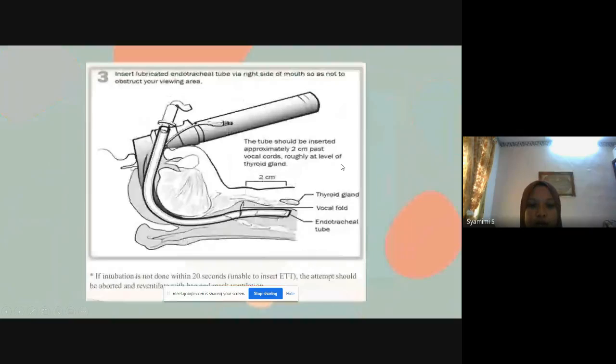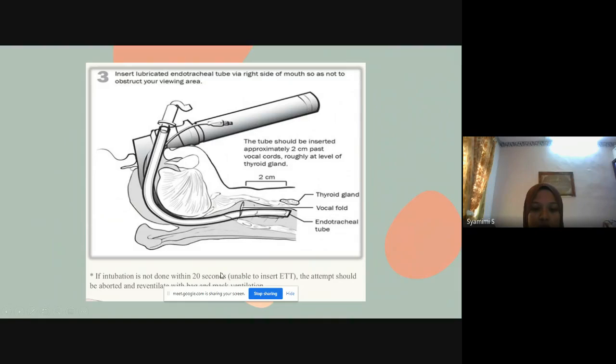So when you've detected the trachea, insert the lubricated endotracheal tube via the right side of the mouth, so as not to obstruct the viewing area, because we put the laryngoscope at the left side. The tube should be inserted approximately 2 cm past the vocal cords, roughly at the level of the thyroid gland. So this is the thyroid gland.